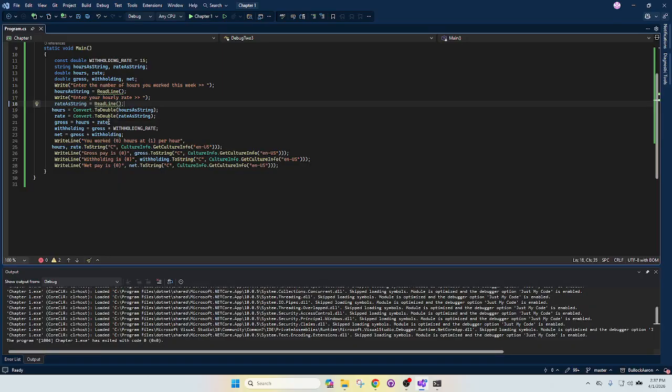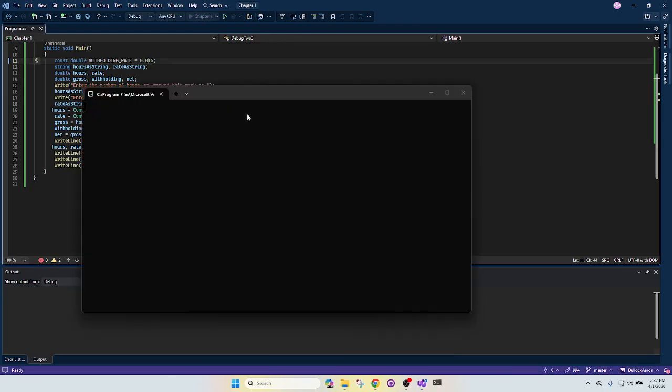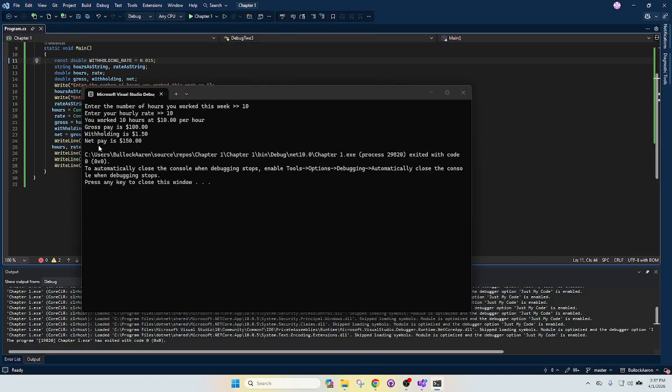We have our gross, and withholding equals gross multiplied with withholding rate. So what is withholding rate? That's 15. That needs to be 15%. That is a whole 15. So we need to set that at 0.015. That should help out. Ten. There, well, let's see, 10 times 10 is 100.